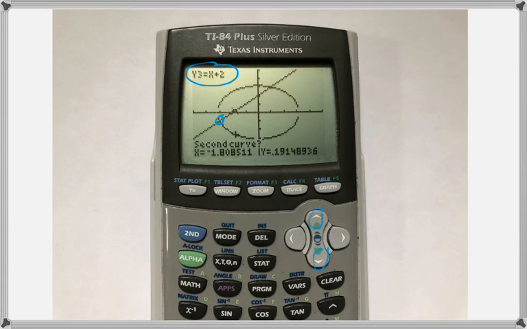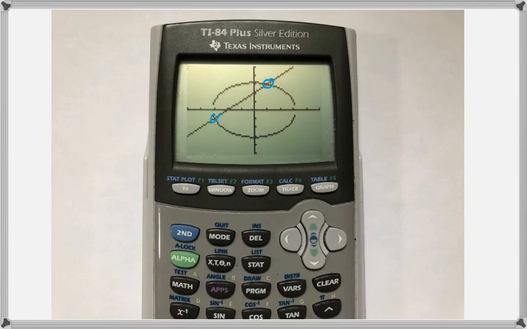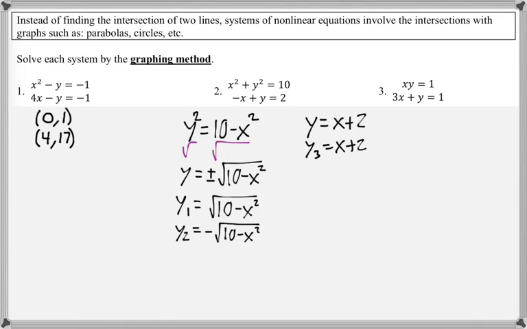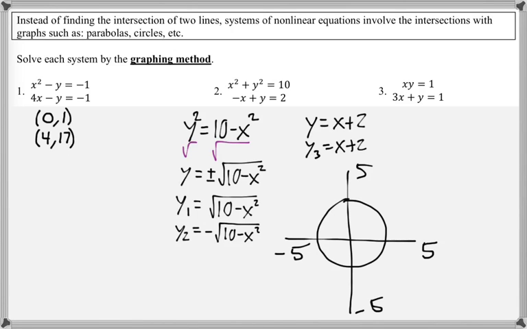So if I go back to our problem, I'm going to sketch my graph. And my two intersection points were 1, 3, and -3, -1.